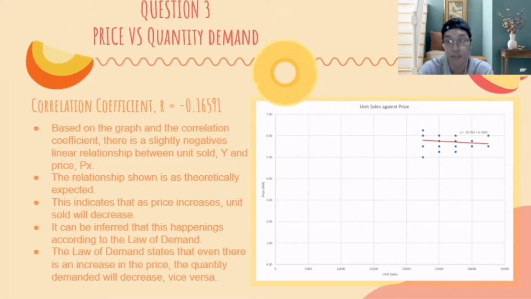We're moving on to question 3. The scatter plot shows the relationship between price versus quantity demand. Based on the graph, there is a slightly negative linear relationship between units sold and price. The relationship shown is as theoretically expected. This indicates that as price increases, units sold will decrease. It can be inferred that this happens according to the law of demand. The law of demand states that when there is an increase in the price, the quantity demanded will decrease, and vice versa.